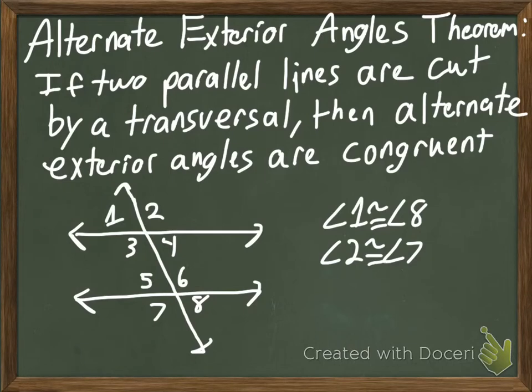The next theorem is the alternate exterior angles theorem. If two parallel lines are cut by a transversal, then alternate exterior angles are congruent. So in this picture here, we would see that angle 1 would be congruent to angle 8, and angle 2 would be congruent to angle 7. So corresponding angles are congruent, alternate interior angles are congruent, and alternate exterior angles are congruent, as long as our two parallel lines are cut by a transversal.